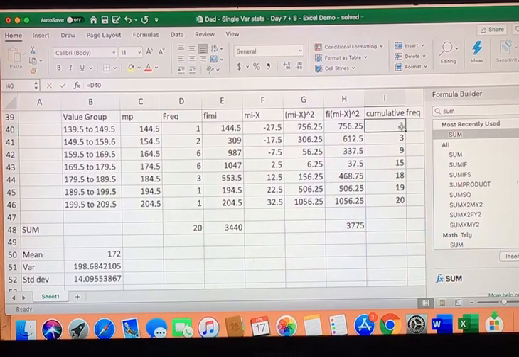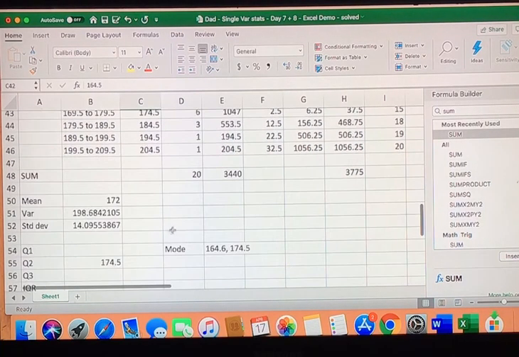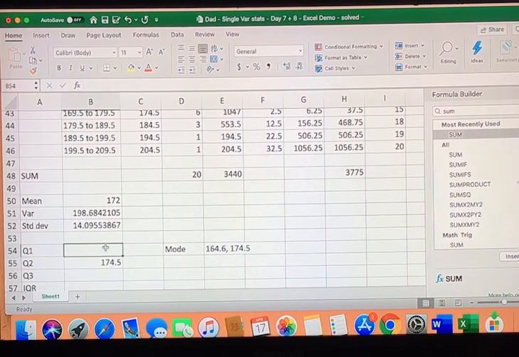Well, this one ends with 1. This one ends with 3. So 4, 5, 6, 7, 8, and 9 are in this grouping. So our 5th and our 6th are in this grouping. So what is our Q1? It's 164.5.